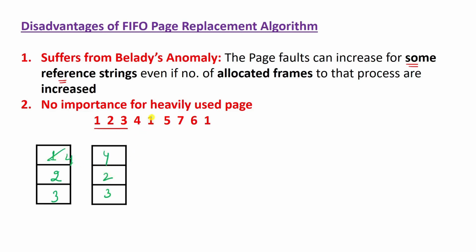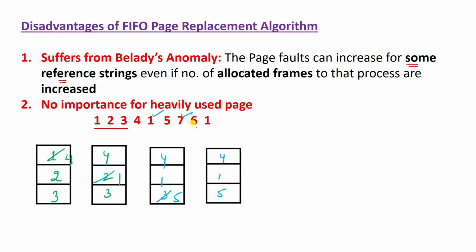Now 1 again came, and 1 was just replaced by 4, so it will generate a page fault, and 1 will replace the oldest page. Now 5 came, and 5 will again generate a page fault because it is not present here, so 5 will replace this 3.